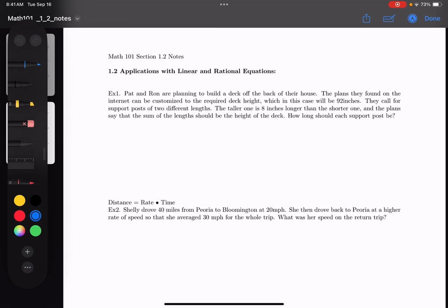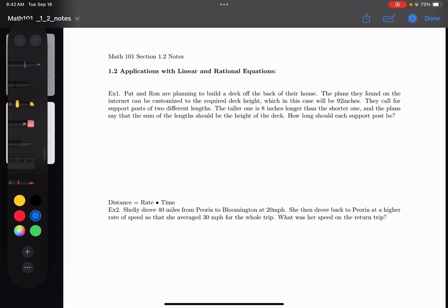So our first one we're starting off with, we've got Pat and Ron are planning to build a deck off the back of their house. The plans they found on the internet can be customized to the required deck height, which in this case is 92 inches. The plans call for posts of two different lengths. The taller one is 8 inches longer than the shorter one, and the plans say that the sum of the lengths should be the height of the deck. So how long should each support post be?